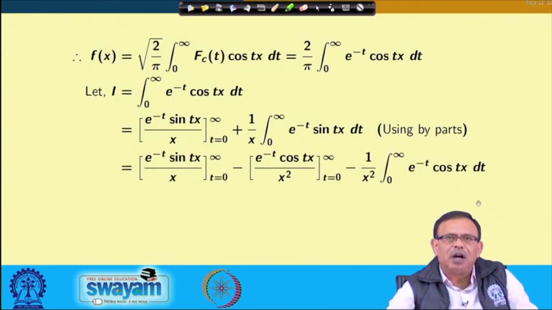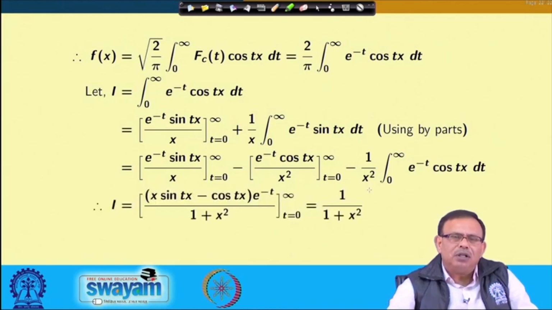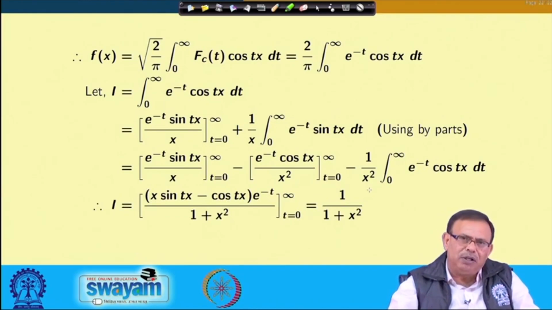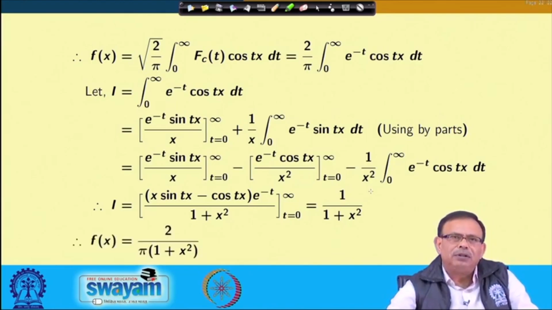If you see this third integration, it is nothing but I. If I take it back on that side, I can write I equals this limiting value, which is nothing but 1 by 1 plus x square, and from here I can write f x equals root 2 by pi into 1 plus x square. 2 by pi into 1 plus x square is the given result. Earlier I said it was root over 2 by pi, but it is not, because root over 2 by pi into root over 2 by pi came and it became 2 by pi. So the final result is f x equals 2 by pi into 1 plus x square.